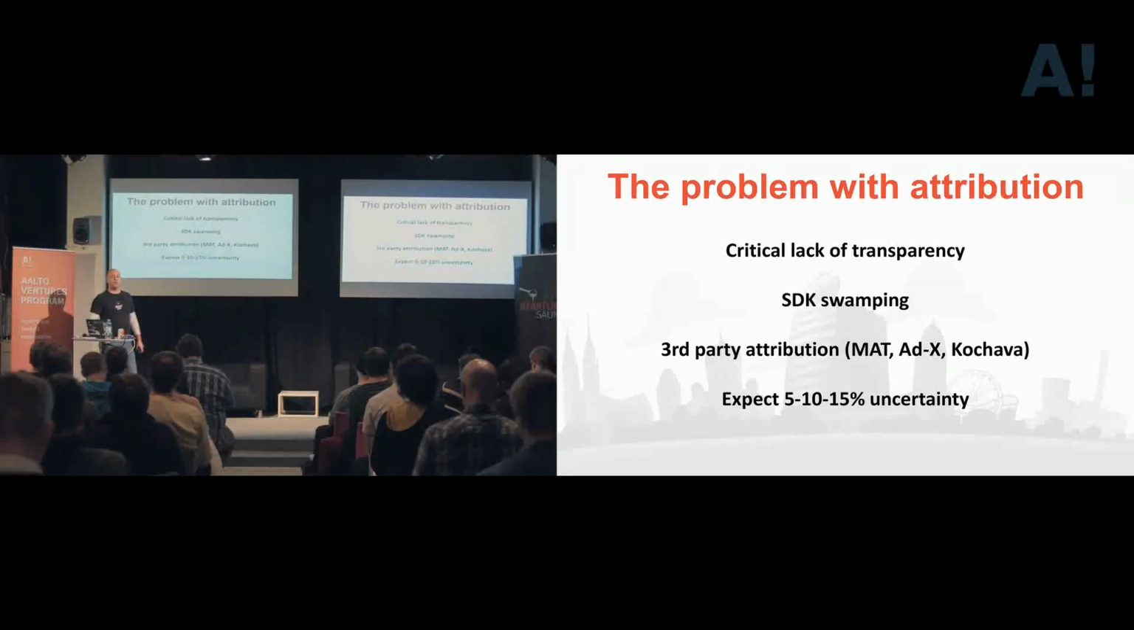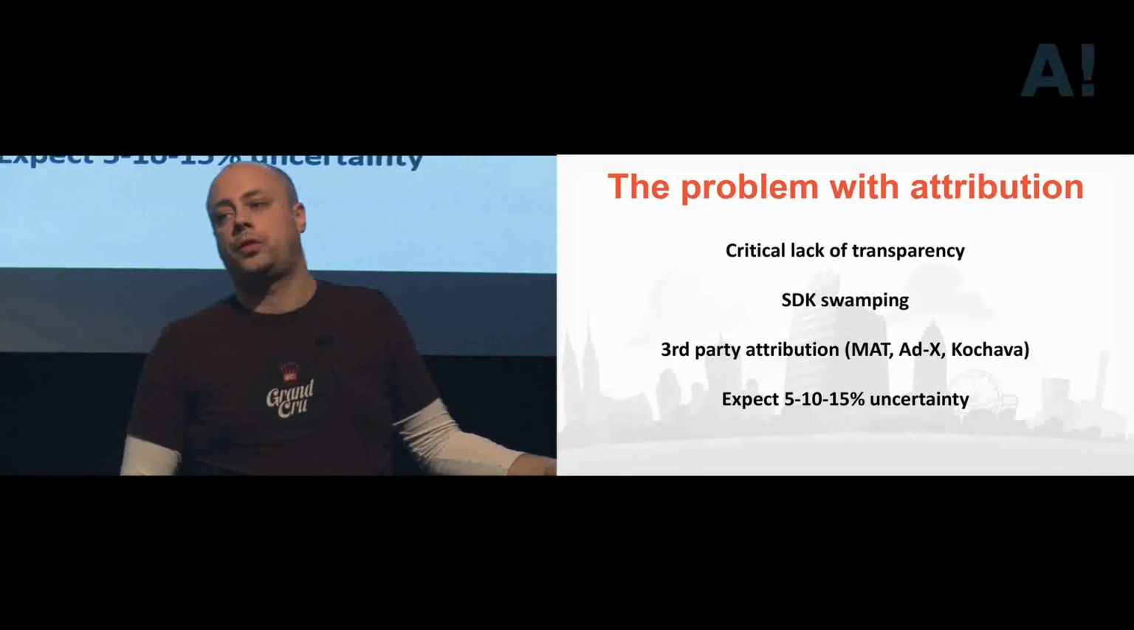If you're doing marketing, it's really important to know: did this user come from ad network A or ad network B? Or did it come from my Facebook campaign or my other campaign? And this is a really big issue because of the way the whole ecosystem works.